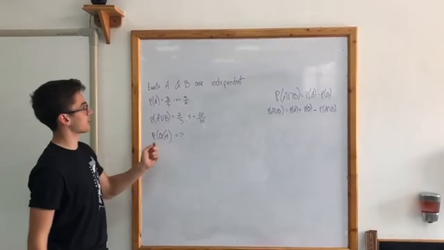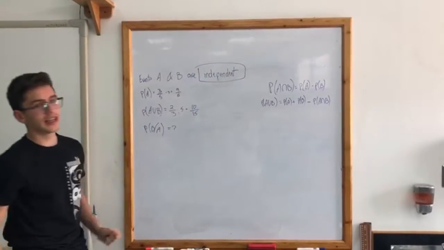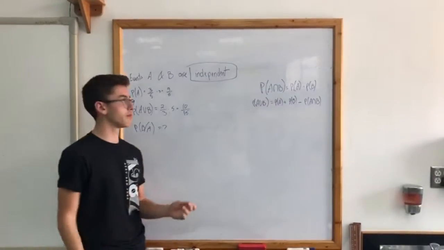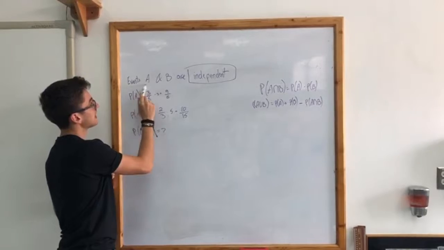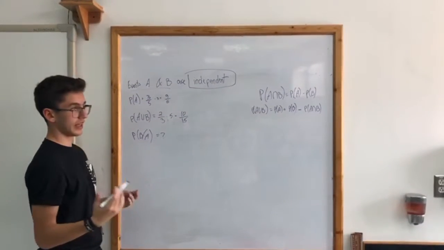This is a really common question that people get confused about, and it's about independent probability. It's really common that this is going to come on your test, so just be prepared for a question like this.